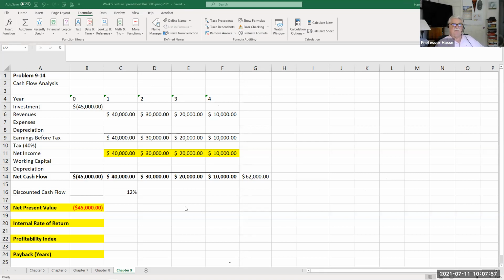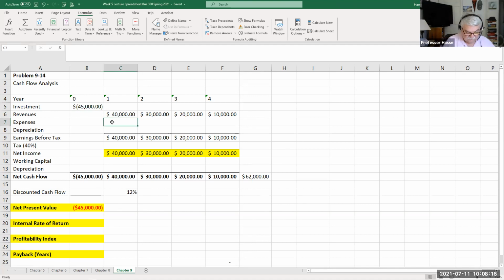It says it's a 4-year project. So year 0 is the year of the investment. And in 4 years, it's generating 40, 30, 20, and $10,000 a year in revenue, sales. The investment is $45,000. That's how much we're spending today.